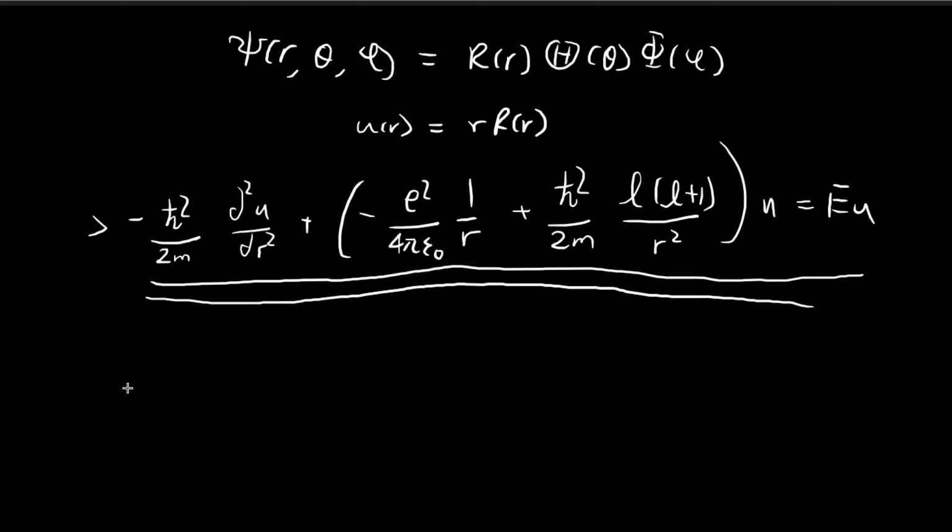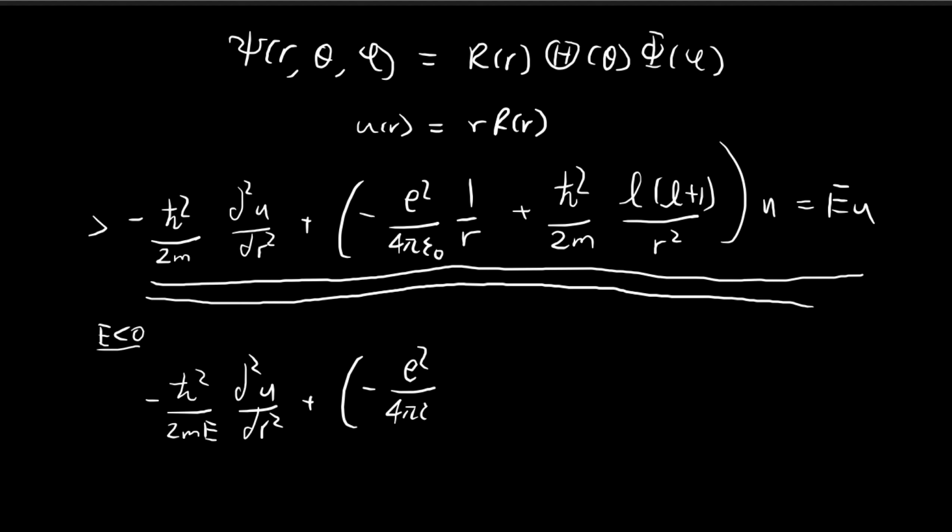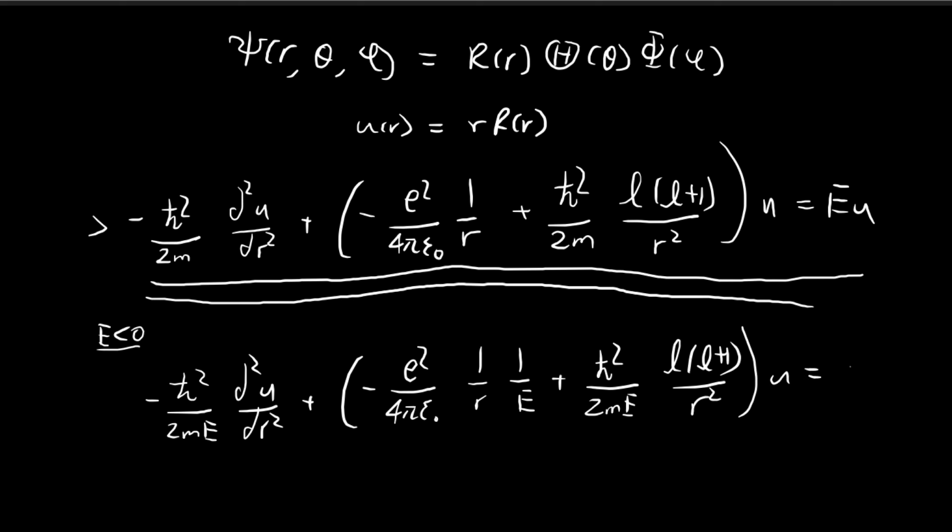The first thing we're going to do is divide both sides by the energy level E. Note that we're going to consider the cases when the energy level E is smaller than 0, which corresponds to the bound states. And so this is what we're going to get: plus h bar squared divided by 2mE, l times l plus 1 divided by r squared, u is equal to u.